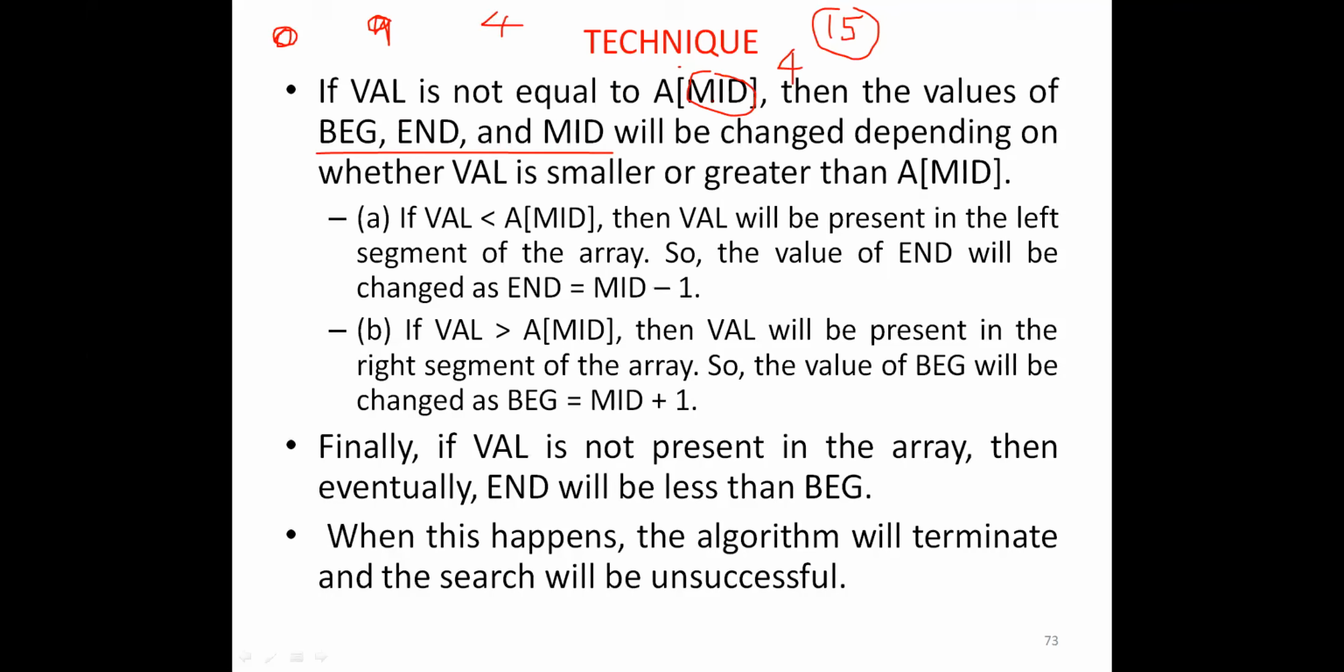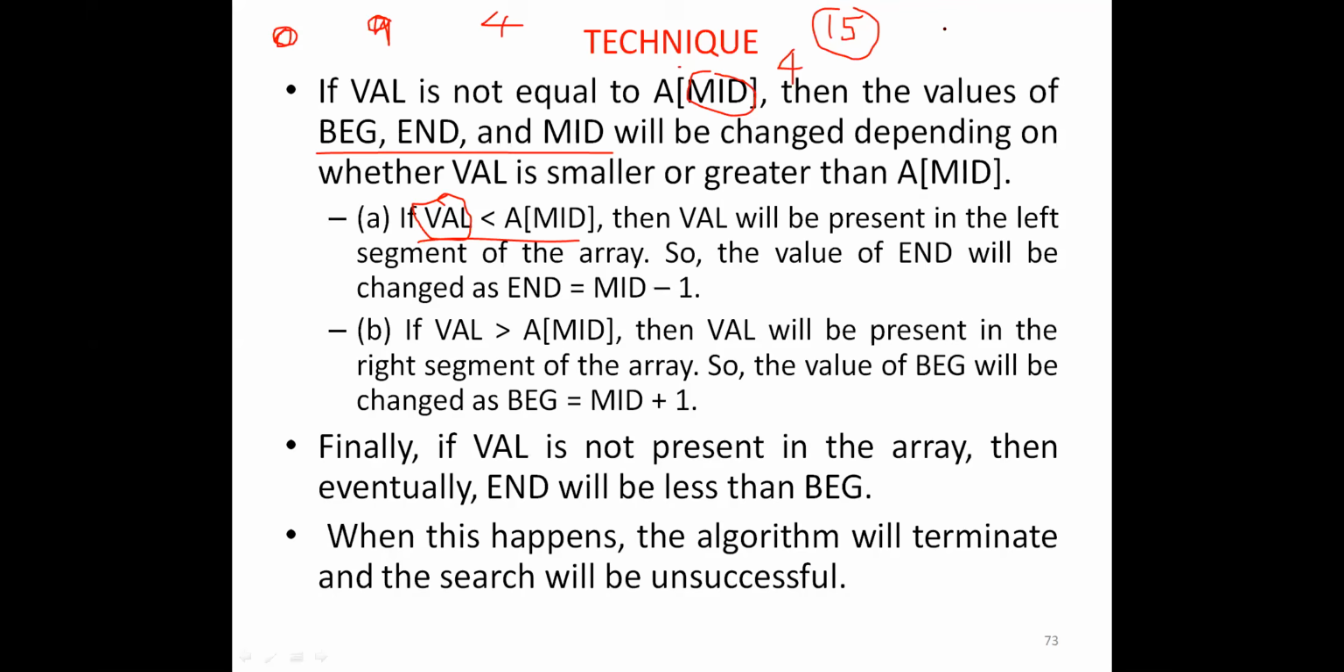Initially, if it is not matching, then we have to change the beginning, end and middle values again, based on the formula. Again we will check. If it is not matching, what will we check? If value 15 is lesser than a of middle, then we go to the left side of the array. Then the value will be present in the left segment. We conclude that 15 is lesser than the middle element of the array, so we have to go towards the left side only.